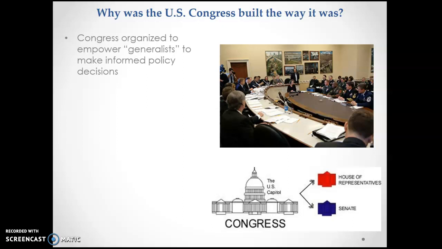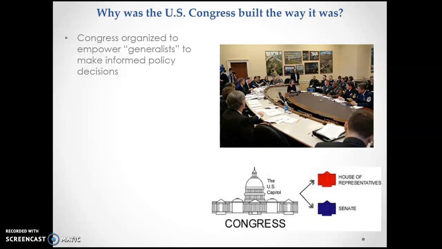We know that the legislative body was built by the framers in the Constitution with the intent of the legislative body being the most powerful branch of government, right? The three branches of government. The framers wanted the legislative branch to lead, to be the most powerful.